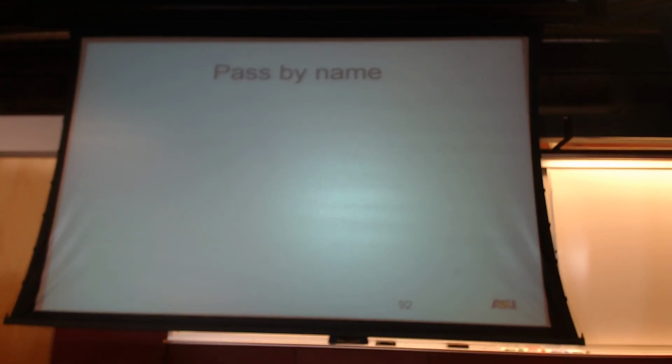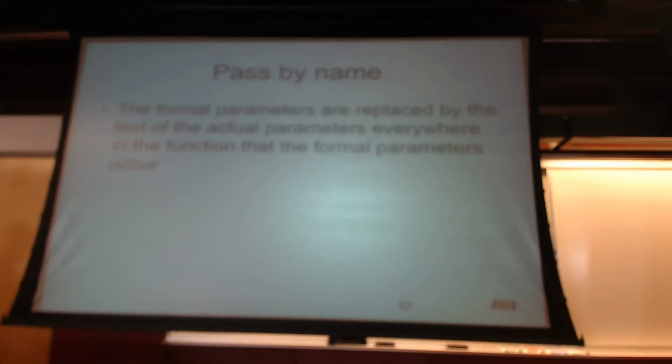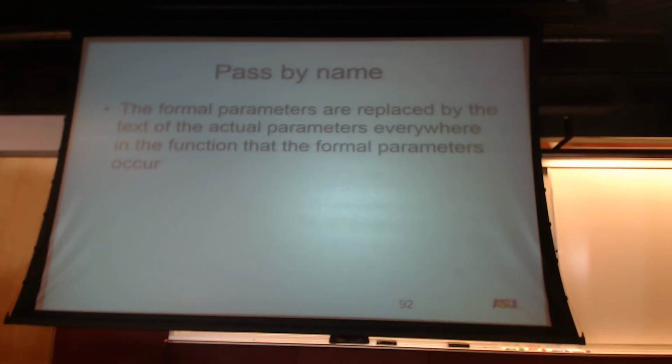Now we come to pass by name. It's very weird. So formal parameters are replaced by the text of the actual parameters everywhere in the function. So this is textual replacement. Let's take an example. So what does it mean by textual replacement?